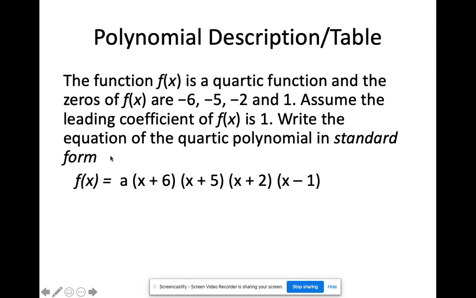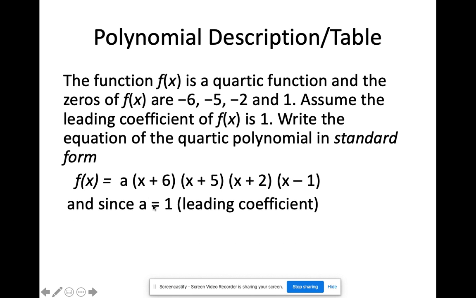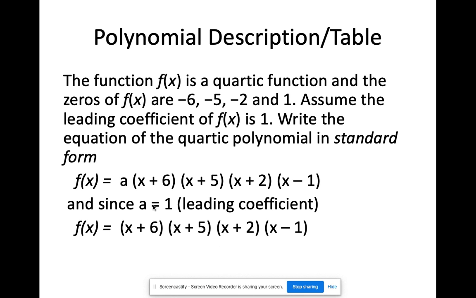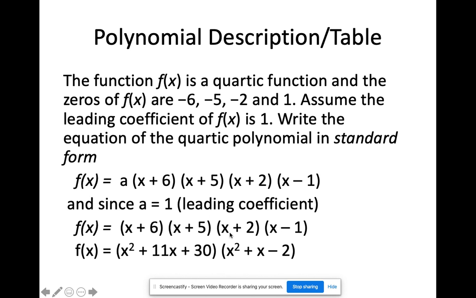And then we're going to assume that a is 1 because it says so in the problem, which means my f of x is simply the same thing as that. So all I've got to do is multiply all this out. I'll start with the first 2. Using the FOIL method, I get x squared plus 11x plus 30, while this one would be x squared plus x minus 2. And then I'm going to multiply these 2.